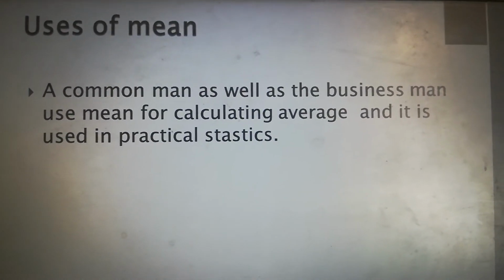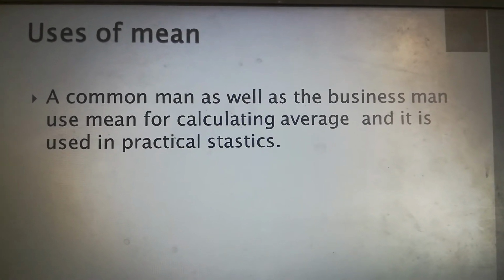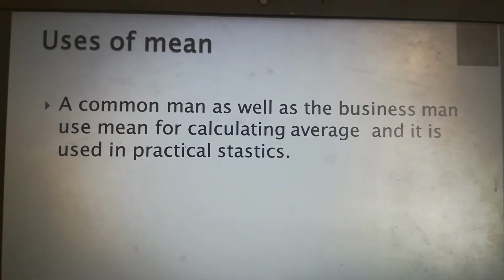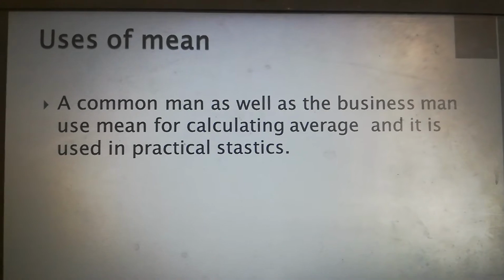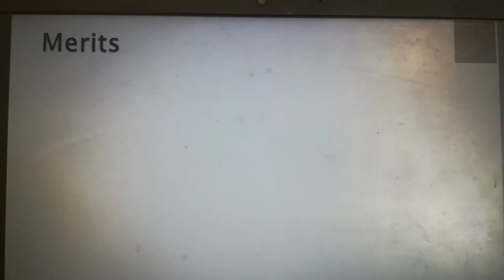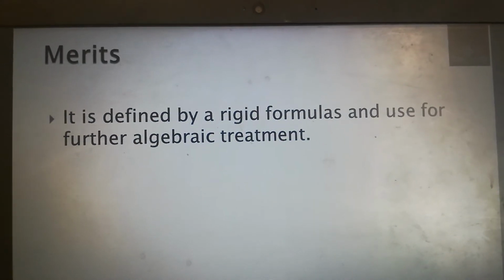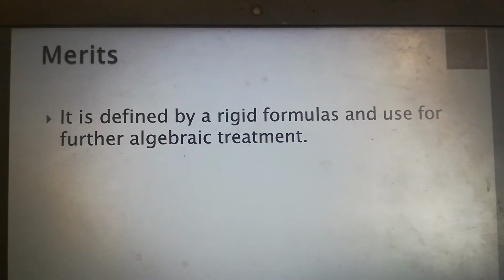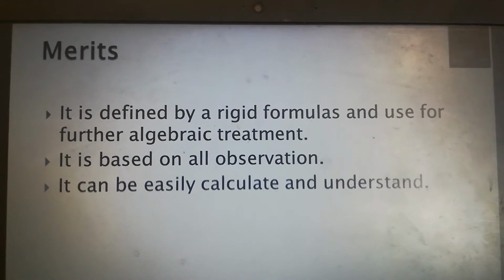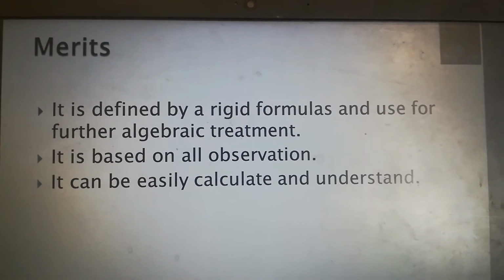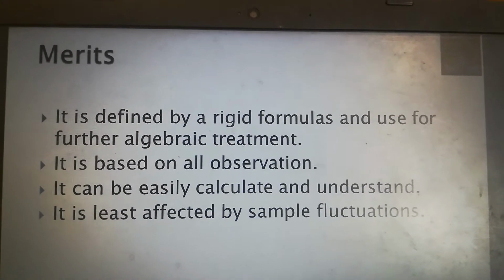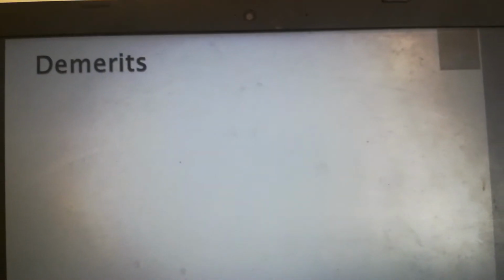So let's see the uses of mean. Why does a common man need to use the mean? Because a common man uses it for his business or day-to-day life as a way of calculating an average, for practical sense. Which are the merits? It is defined by a rigid formula and used for further calculations. It is based on all the observations, as we discussed before, it can be easily calculated and understood, and it is least affected by sampling fluctuations.